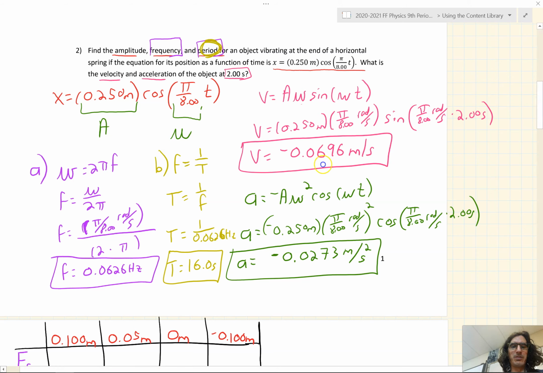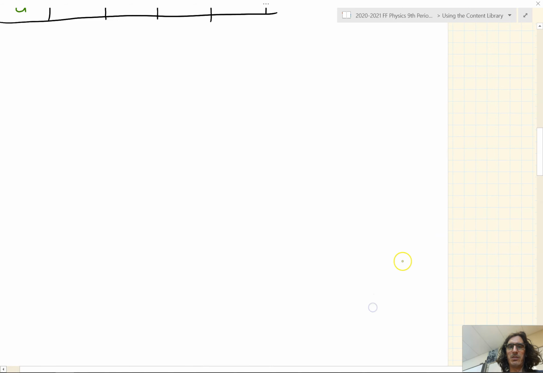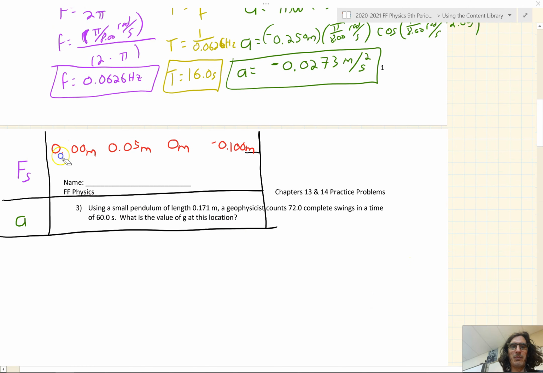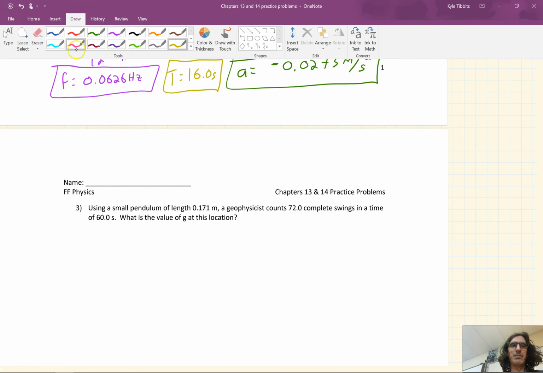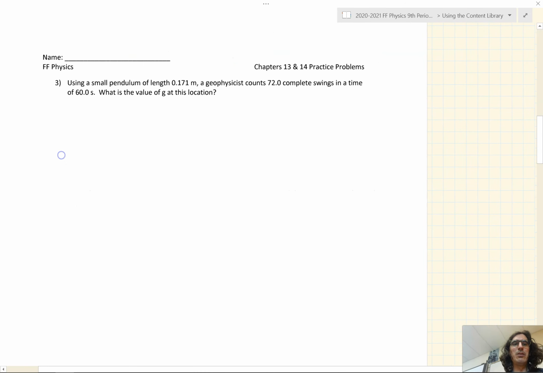Next question. Looks like I'll have to erase all my tables below. Number 3. Using a small pendulum of length 0.170 meters, a geophysicist counts 72 complete swings in a time of 60 seconds. What is the value of g at this location?